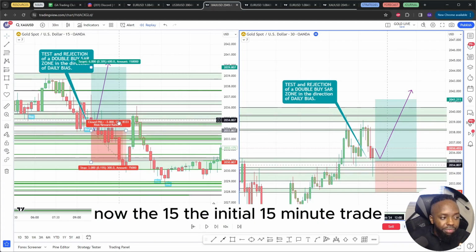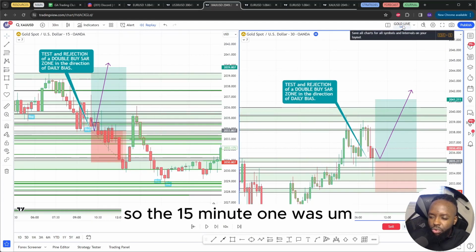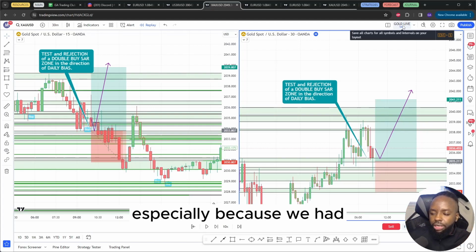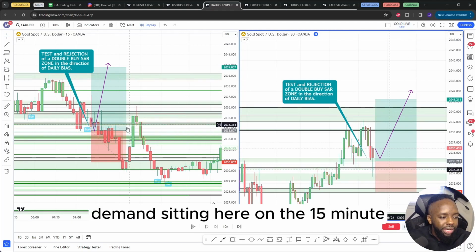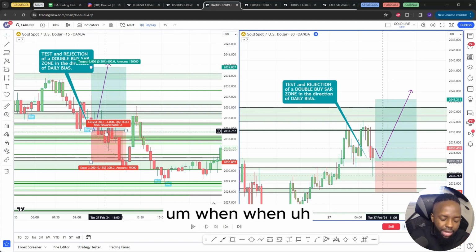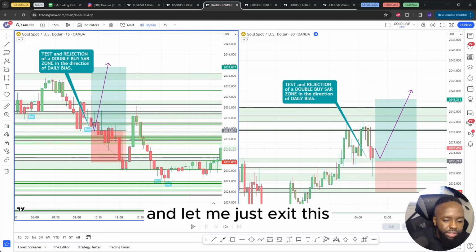Now the initial 15-minute trade that we missed, I think I was doing analysis on the 30 minutes, so the 15-minute one was a much quicker one and better one, especially because we had demand sitting here on the 15-minute, but we missed that trade because it ideally tapped, if you can see here on the 15-minute candle. And let me just exit this.